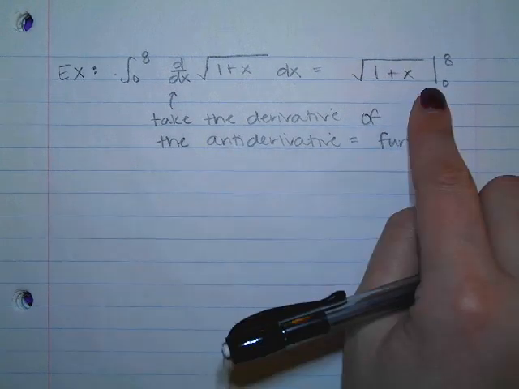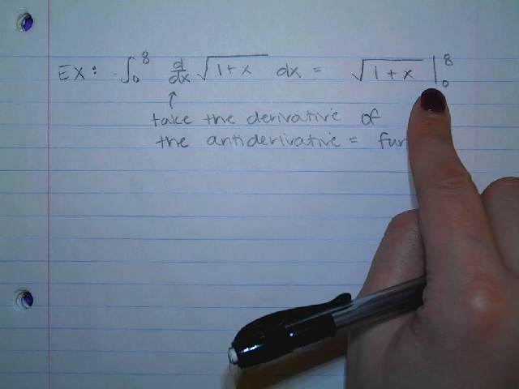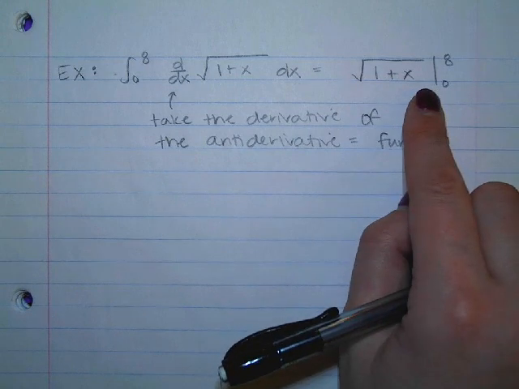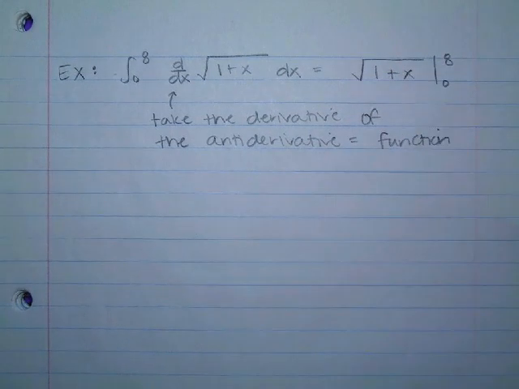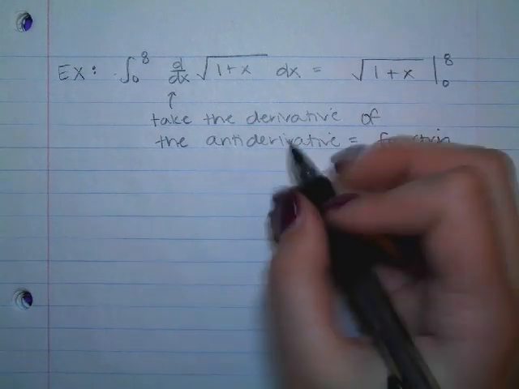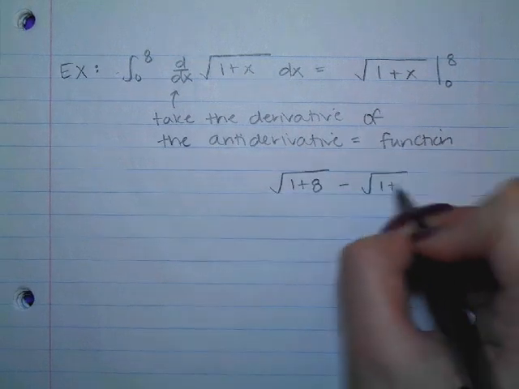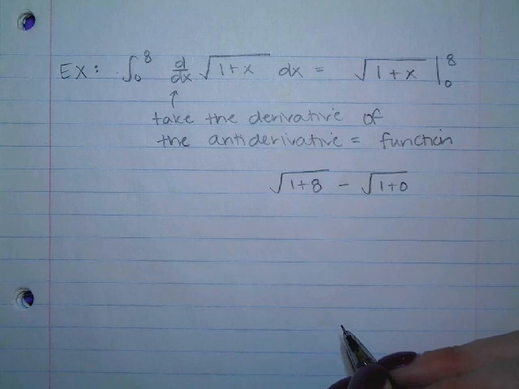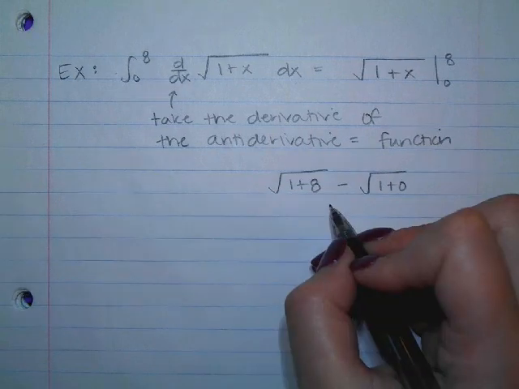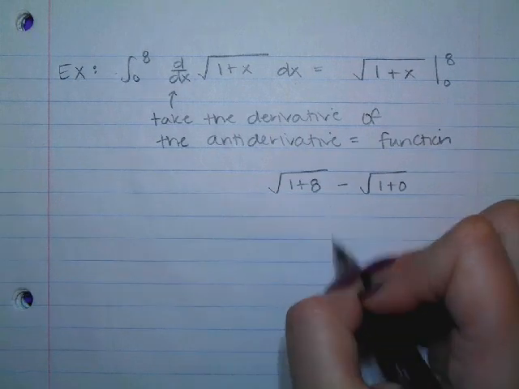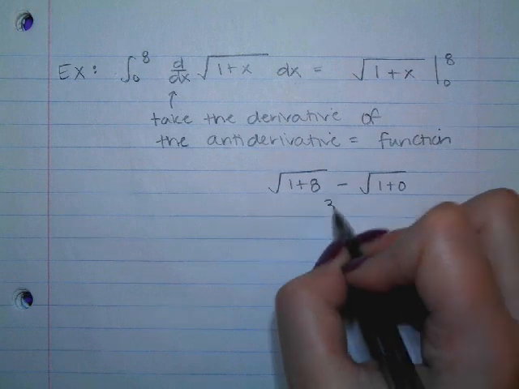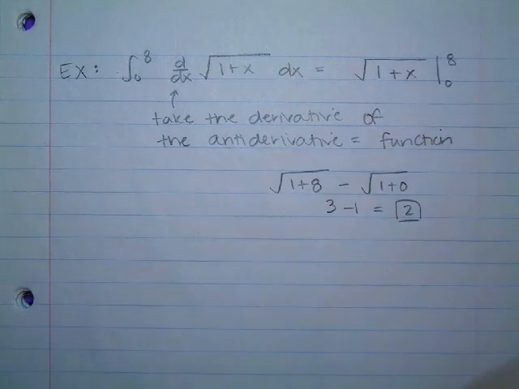Okay, so when you are evaluating a definite integral, this is how you show what you're going to plug in. So lower bound, upper bound. All right, so we have the square root of 8 minus the square root of 1 plus 0. And so we have 2. All right. And that's it.